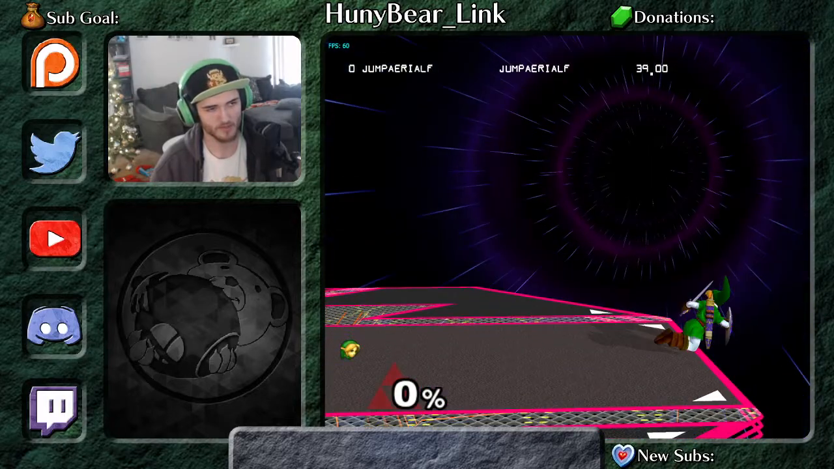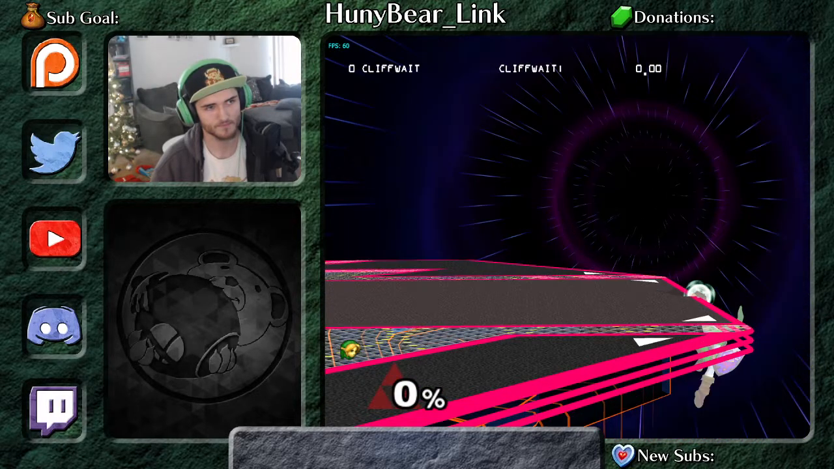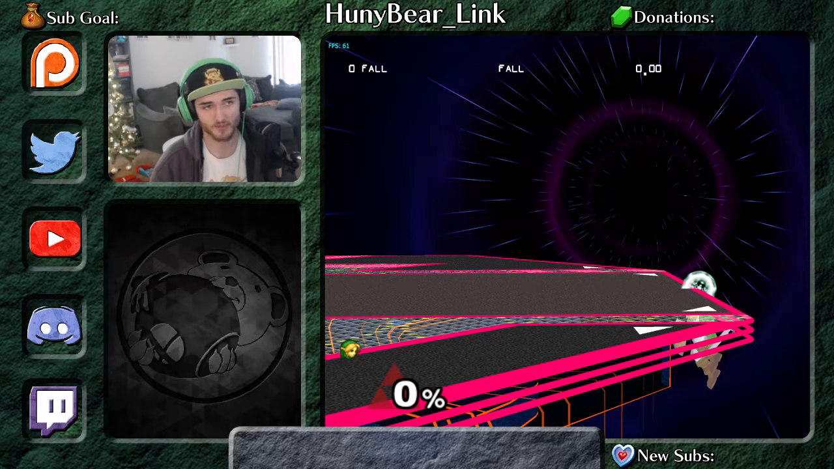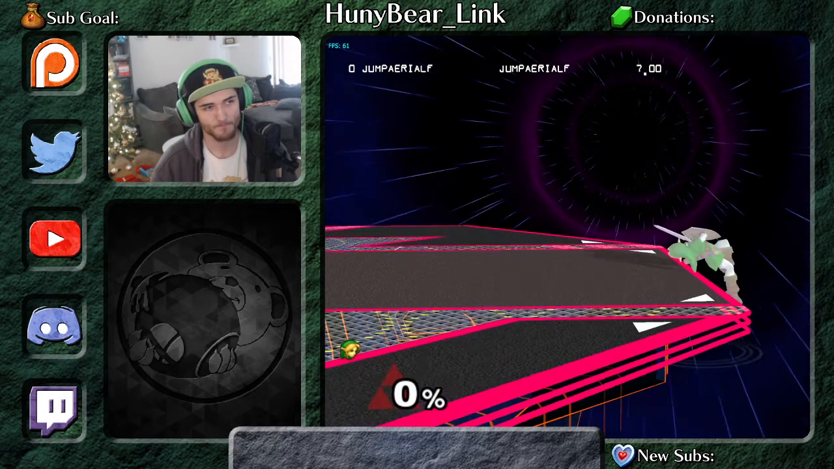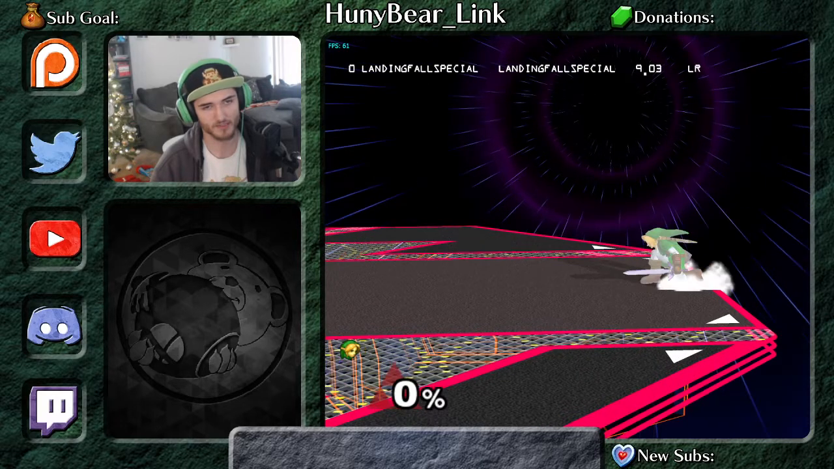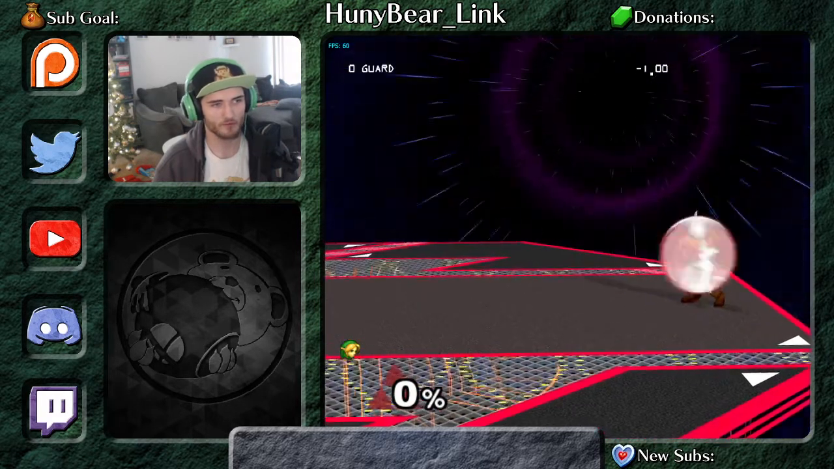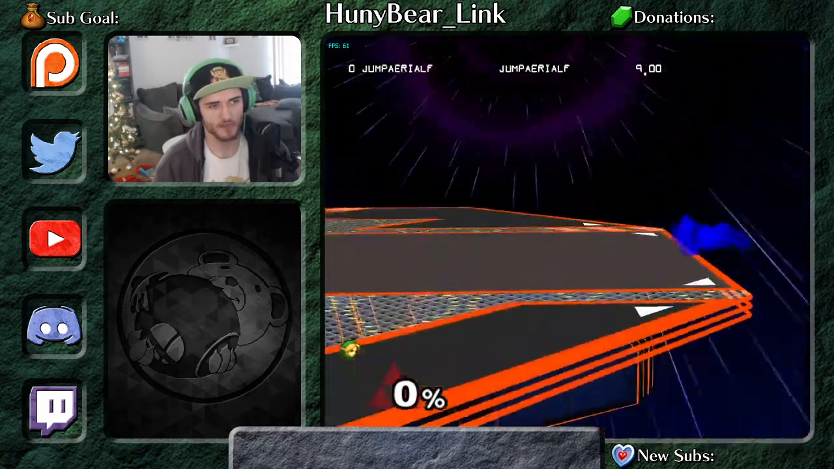But you know what it won't let you do? It won't let you drop from ledge. You have to wait an additional frame to do that. So there's your cliff catch animation whenever you grab ledge.